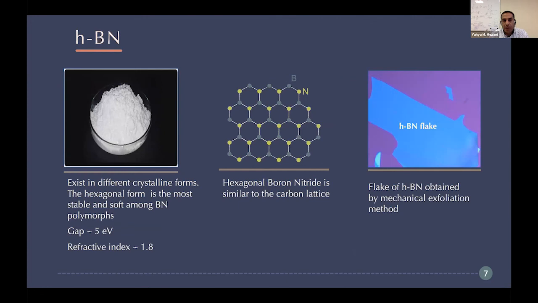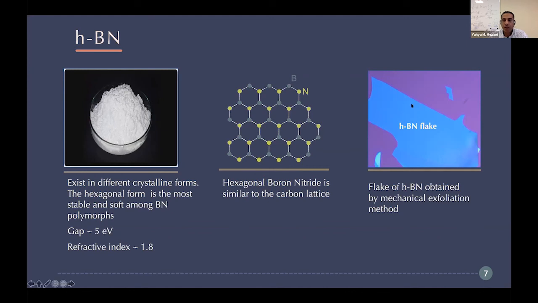The other 2D material that we are interested in is hexagonal boron nitride. Its structure is similar to the carbon lattice, which means it is much easier to put a graphene layer on hBN, and this avoids, for example, contamination. hBN comes as powder, as I show in this figure, and exists in different crystalline forms, and one of the most stable is the hexagonal one. This is why we use hexagonal boron nitride. Its gap is about 5 electron volts, it is a good dielectric with a refractive index of about 1.8, and a good insulator for the development of graphene field effect transistors.